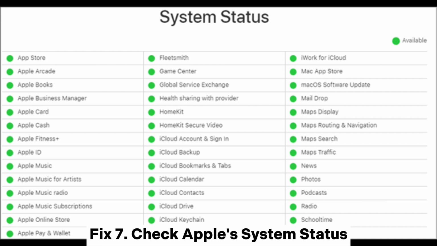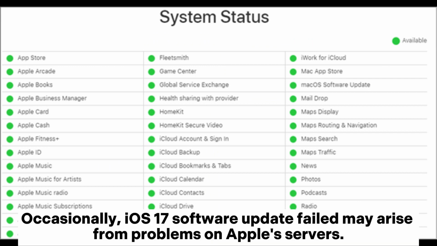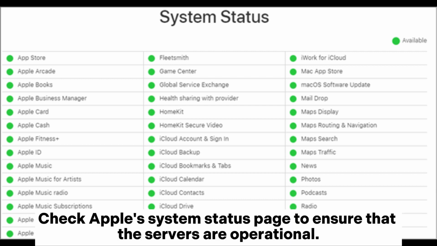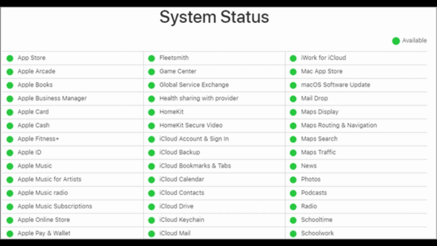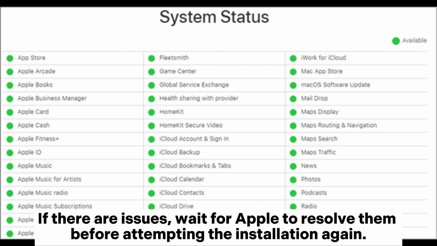Fix 7. Check Apple's system status. Occasionally, an iOS 17 software update failure may arise from problems on Apple's servers. Check Apple's system status page to ensure that the servers are operational. If there are issues, wait for Apple to resolve them before attempting the installation again.